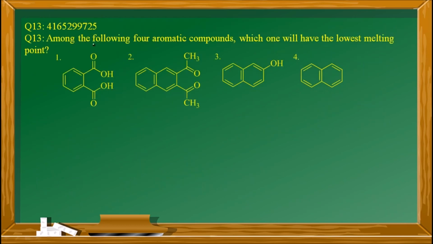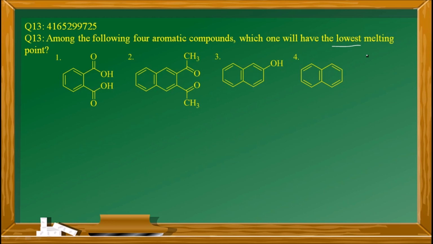Next, question number 13. Among the following 4 aromatic compounds, which one will have the lowest melting point? Dear friends, lowest is the key point. They have given 4 compounds and are asking which compound has the lowest melting point. Dear friends, melting point depends on several factors. Among them, one is molecular weight. If the compound has more molecular weight, it is going to have a higher melting point. Number 2 is the presence of hydrogen bonding. If the compound has hydrogen bonding, its melting point is going to be high compared to other compounds.